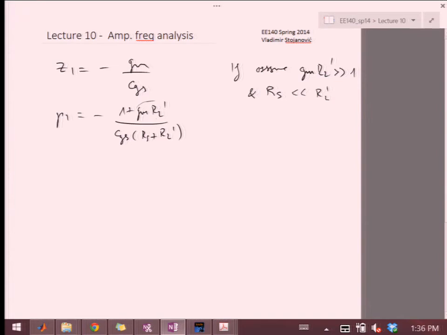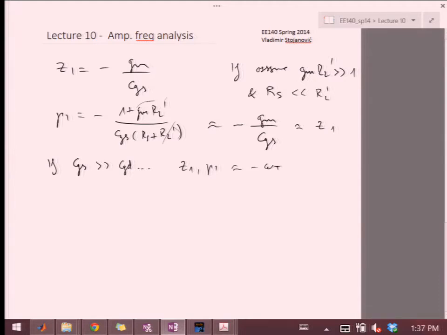Then, of course, this term is going to be dominant, so RL prime is going to cancel out. So p1 is approximately again something like minus gm over CGS, because RS is much smaller than RL prime, so this is going to dominate. Then these two will cancel out, and gm will stay. So this is in the ballpark of our z1. So in typical scenarios, pole and zero will be pretty close to one another. If CGS is much bigger than CGD, then both z1 and p1 will be approximately minus omega t, right?